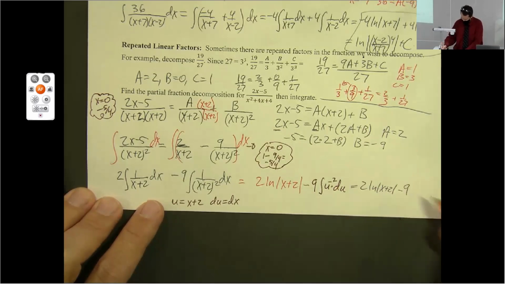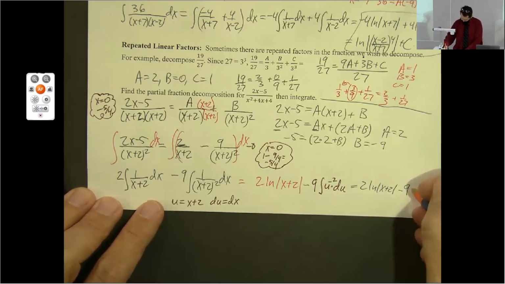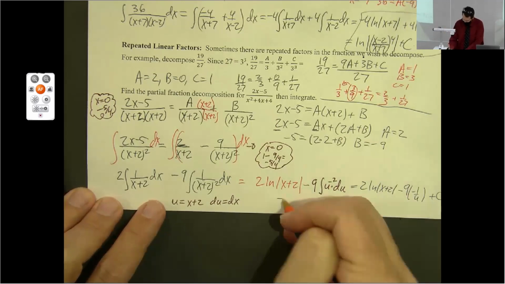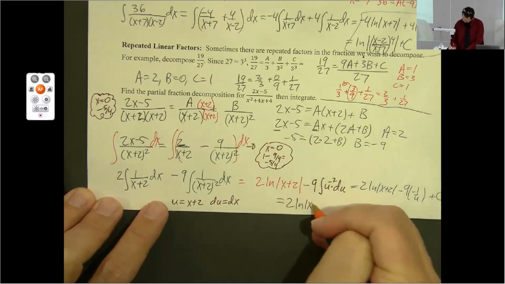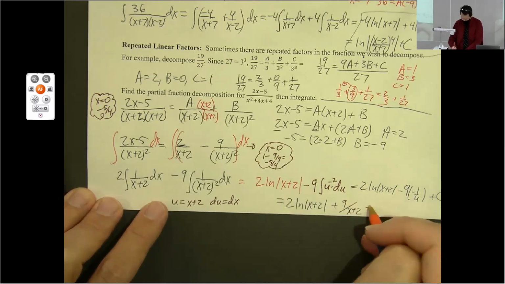9 over what? What's the antiderivative of u to the negative 2? Oh, it'd be u to the negative 1 over negative 1, right? In other words, negative 1 over u. Yep. But u was something we did to the problem. Yeah. Okay, so let's fix that. 2 natural log of absolute value of x plus 2 plus 9 over x plus 2 plus c.